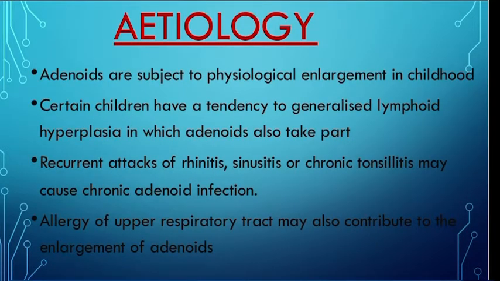Etiology. Adenoids are subject to physiological enlargement in childhood. As we saw in the previous slide, they are present up to the age of 6 years, which means there is a physiological enlargement in childhood. Certain children have a tendency to generalized lymphoid hyperplasia in which adenoids also take part. There is hyperplasia of lymphoid tissue, which means all the lymphoid tissues of the body have an increase in the number of cells. In the same way, adenoids also take part and there is enlargement.